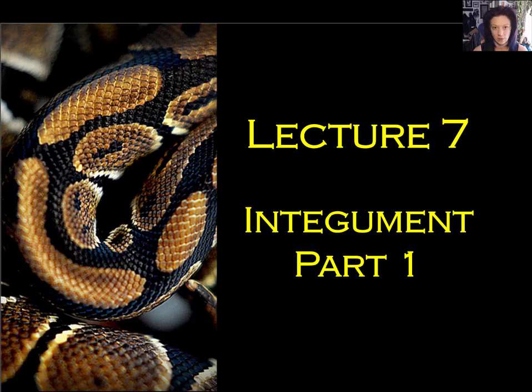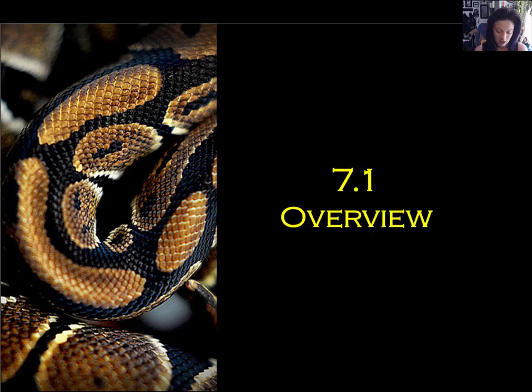Hello everyone, welcome back. Now that we've completed our discussion of cellular structures and how cells come together to form tissues, we're going to scale up and start discussing how tissues come together to form organs, and then organs form entire organ systems. The first organ system we are going to cover this semester is the integumentary system. We'll start with an overview of both the structure and the functions of the integument.